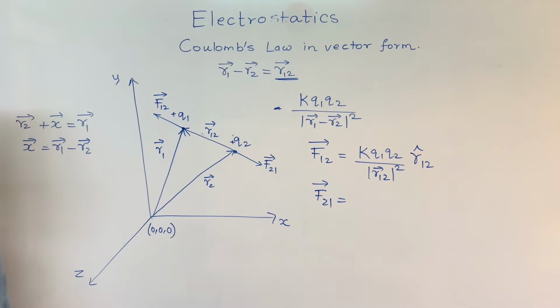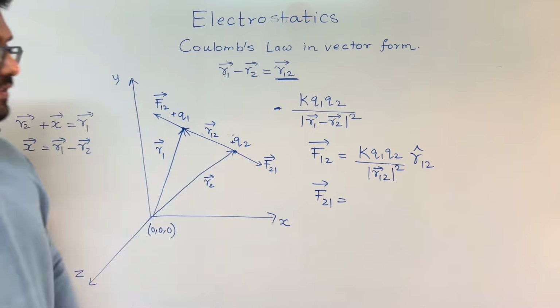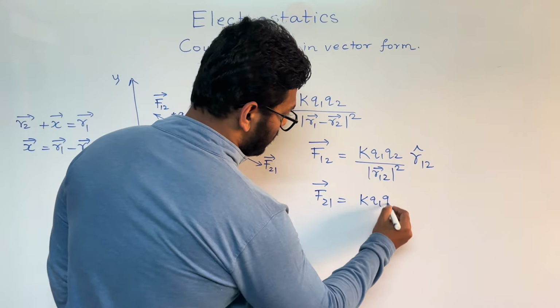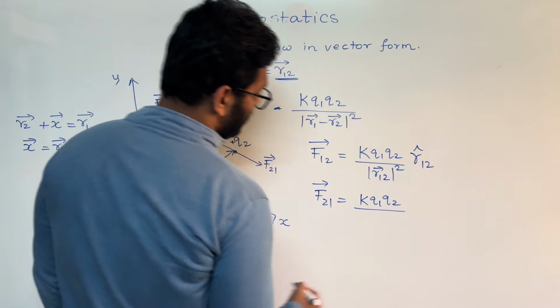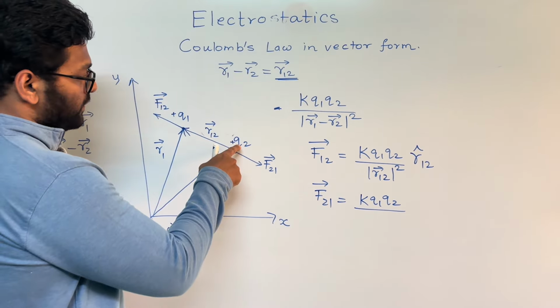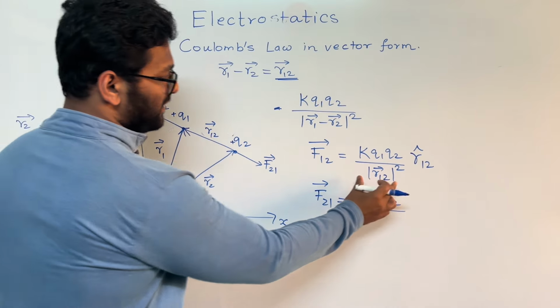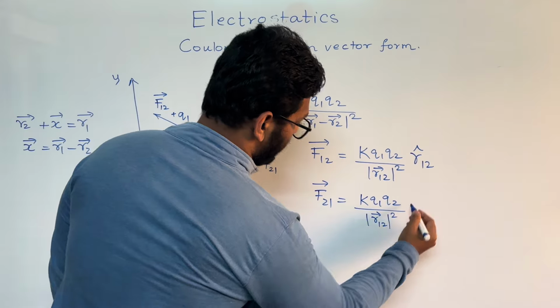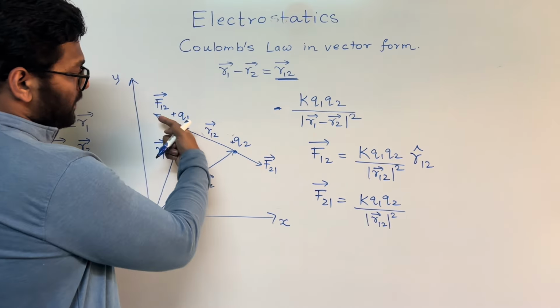Now the force on Q2 is F21 bar, correct? The force is in the opposite direction. So if I write K Q1 Q2 divided by, how will I write this now? The force is on 2 due to 1. See, the distance is the same, right? This is R12 bar magnitude square into R12 cap.